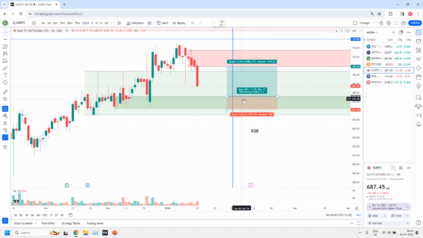Anyway, what it is showing here: below, it is showing the stop loss. In the middle, it is showing you the risk reward, and at the top, it is showing you the target value.